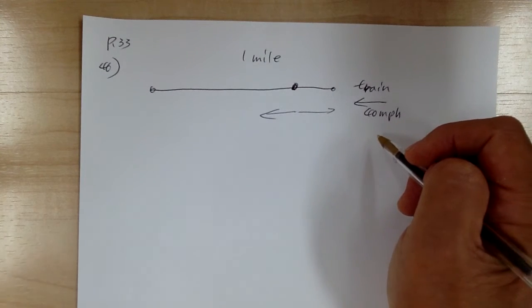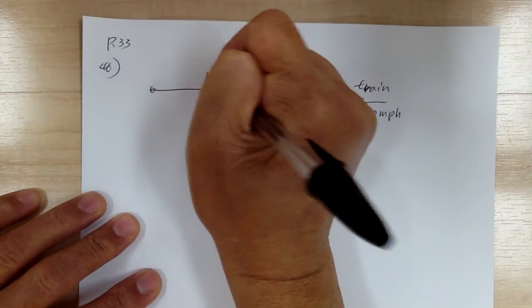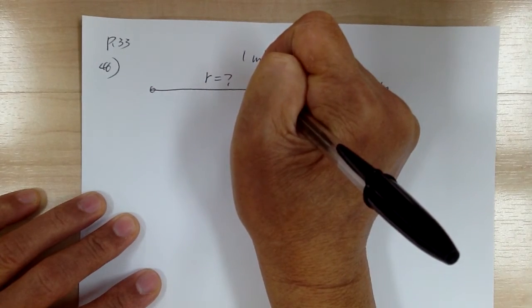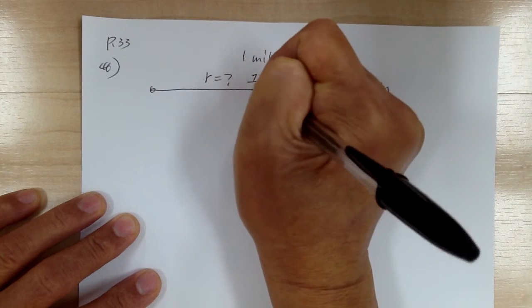And how fast did they ride? So we're looking for the rate. So they are 7/8 of the way.